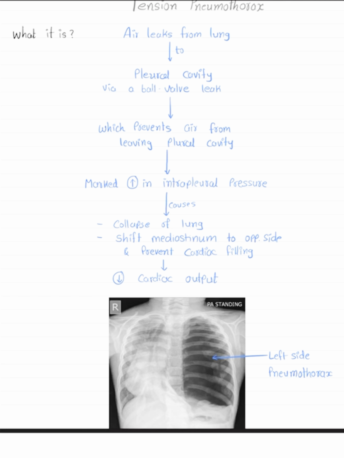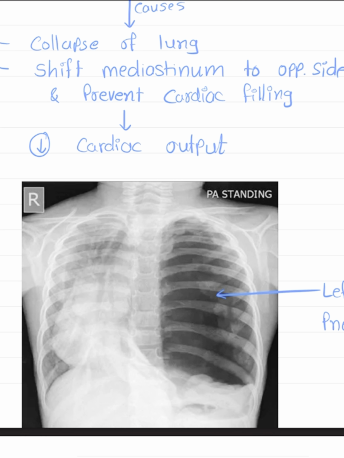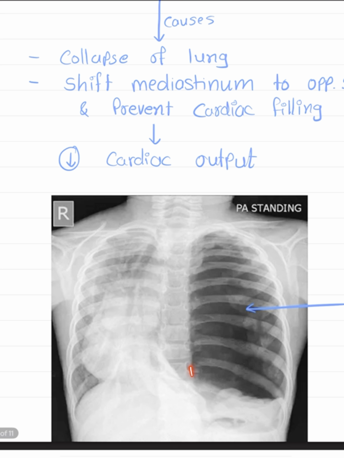Before ending this, we here have a very important chest x-ray of the posterior anterior view, and we can clearly appreciate here the left-sided pneumothorax.